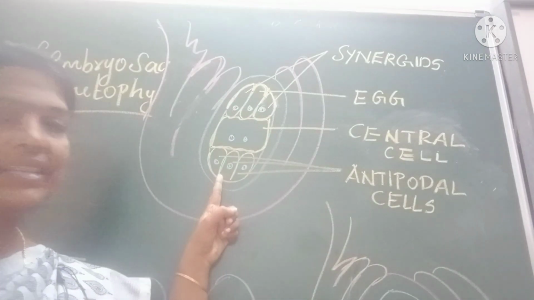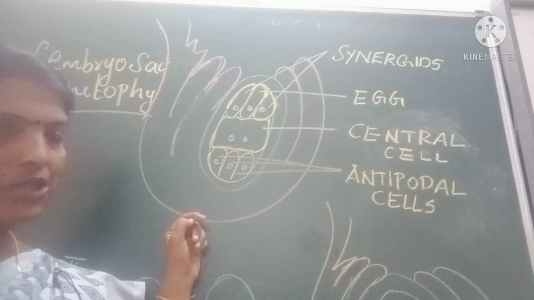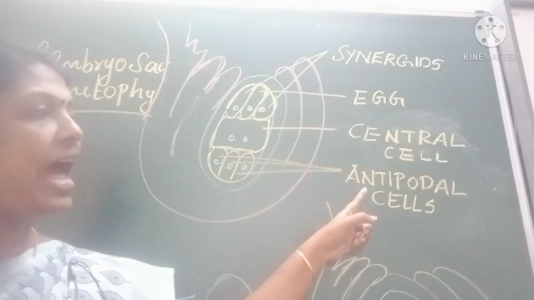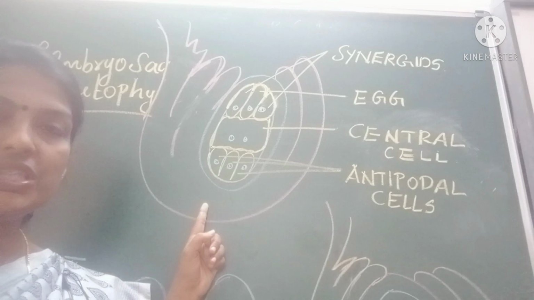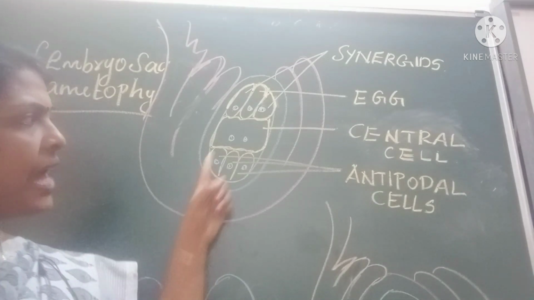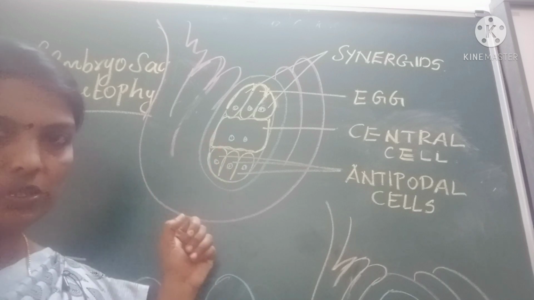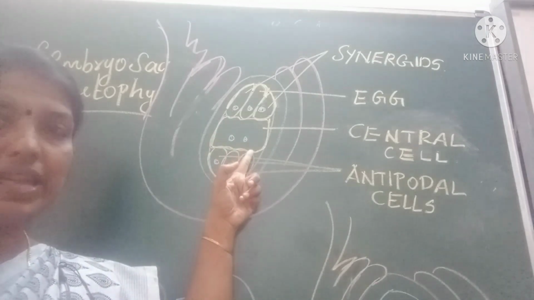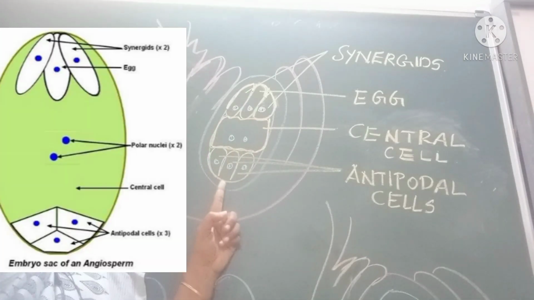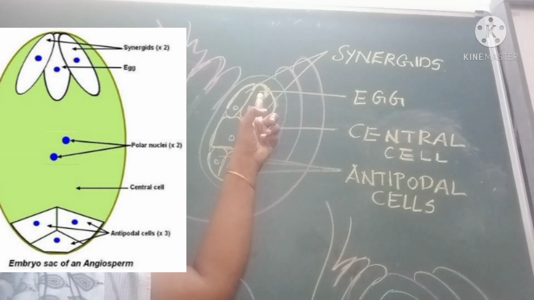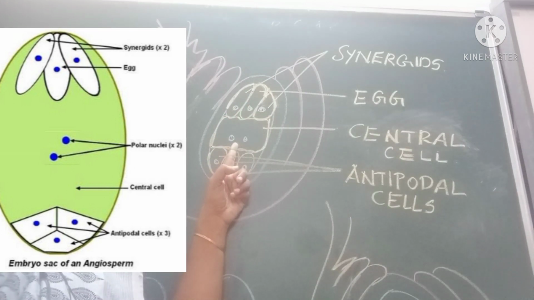Then on the chalazal end we can also see 3 nuclei. Around these nuclei, again cell wall formation occurs and they become antipodal cells. So 3 antipodal cells, towards which side? Chalazal side. And in the center portion we can see 2 nuclei, coming from where? 2 poles. So they are called polar nuclei. Clear? So why are they called polar nuclei? Because they come from the 2 poles. From the micropylar side 1 nucleus comes and from the chalazal end another nucleus comes. So they are called polar nuclei.